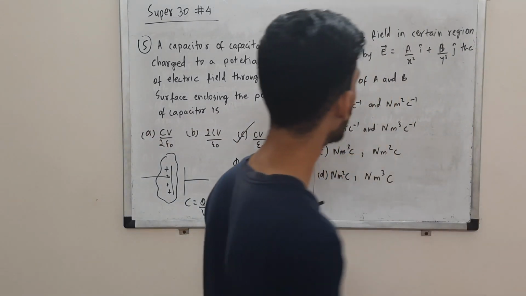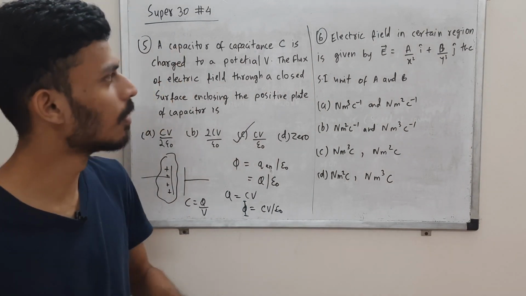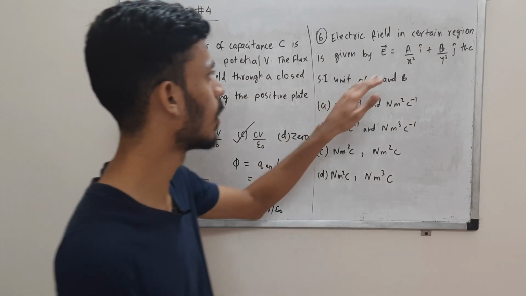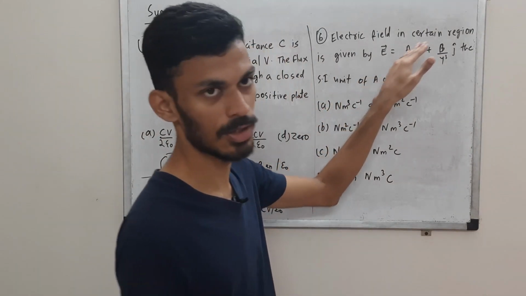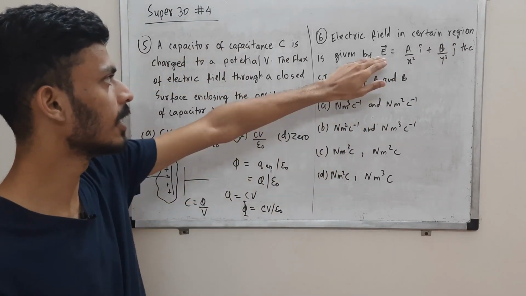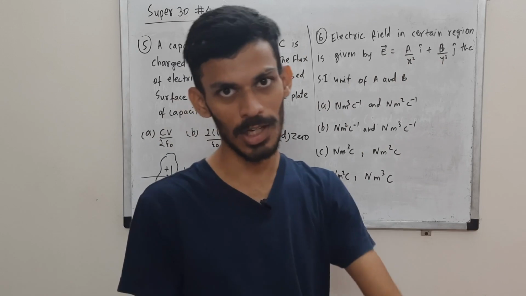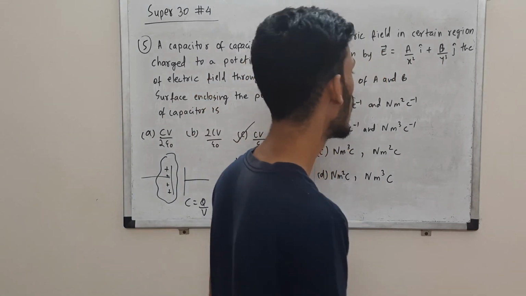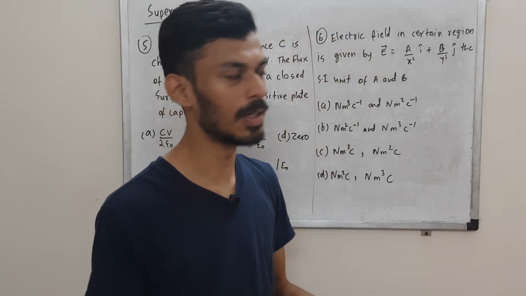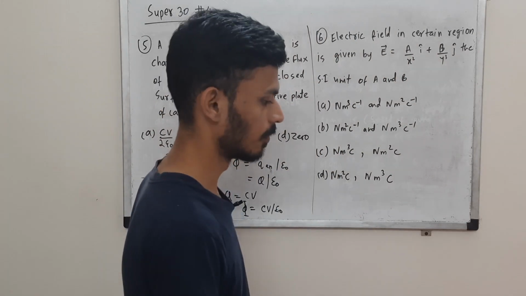So let's come to this one. Here we have a question from units and dimensions. You are supposed to tell what are the SI units of A and B, given that E is your electric field. Here the dimensions of X and Y were not given in the question. These are memory based questions. They might be given in the paper, but maybe somebody forgot to mention them.